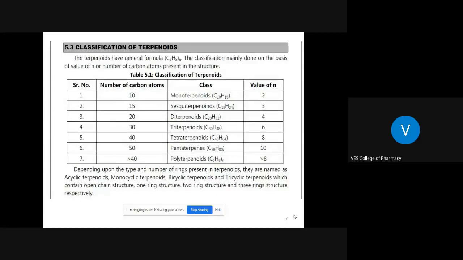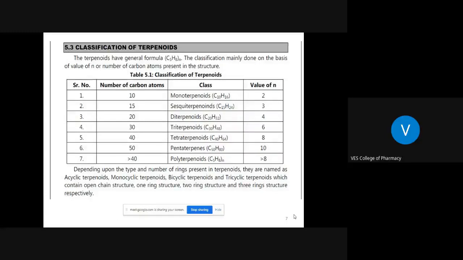So, terpenoids, as I discussed earlier, can be classified depending upon the number of N units, that is, the number of carbon atoms or the number of isoprene units. C5H8 represents 1 isoprene unit. So the classification is mainly done on the basis of the value of N, that is, the total number of isoprene units or the number of carbon atoms present in the structure.